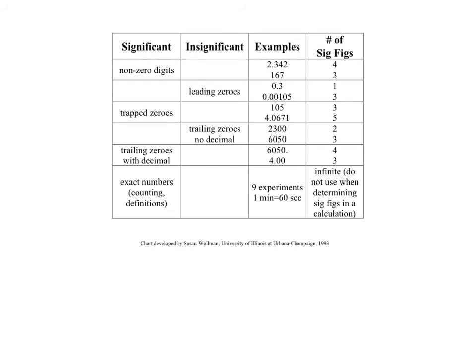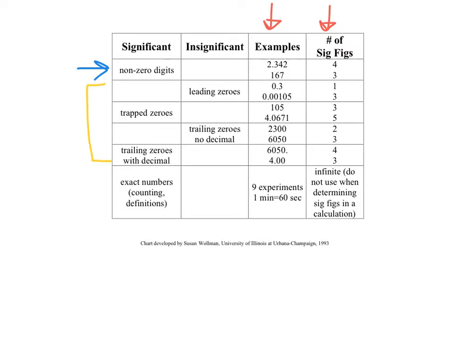So first of all, let's take a look at non-zero digits. Those are sort of the easiest ones to deal with. When you have a non-zero digit, all of the digits that you write down are significant. So if you look here in this particular column of examples, you can count how many sig figs are in each one of those numbers, and you can see that they all count. Then what we have to deal with are all of the specific guidelines or rules for zeros.